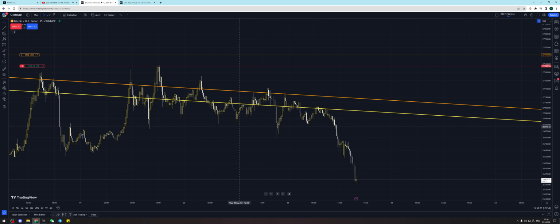You can rewind this video and see that I drew some random lines, which are not so random, where I said that after we take these lows, we will go back up to retest this level as resistance and then continue down. And look what happened. That's exactly what happened, right?